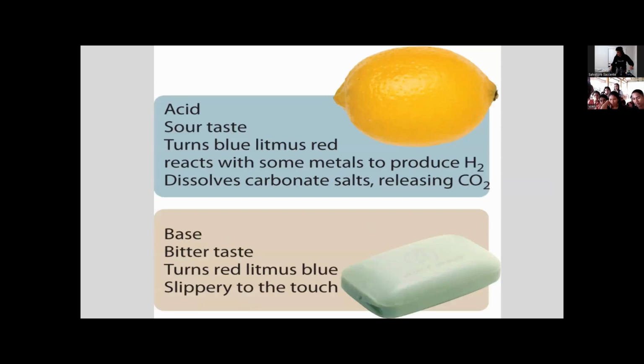Once again, just to recap the lesson, remember, very short lesson today. Acids taste sour, and they also turn litmus paper red. Litmus paper is how we measure the pH. Bases do the exact opposite. They taste bitter, they're slippery, and they turn the litmus paper blue.